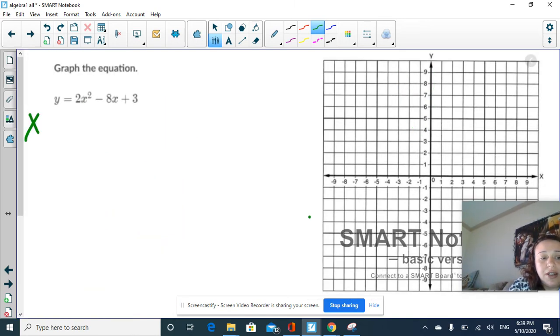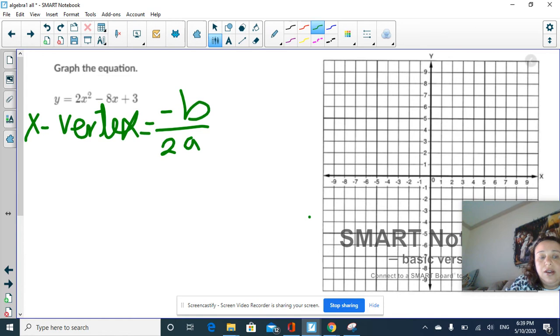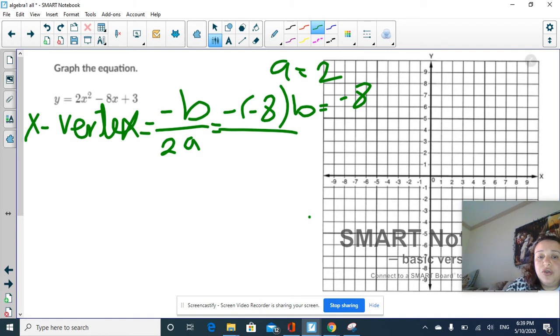Find the x vertex. How can we get the x coordinate of the vertex? Yes, negative b over 2a. What are b and a from this function? A equals 2, b equals negative 8. Use it. Negative b, negative negative 8, over 2a, which means 2 times 2. Negative negative gives you positive 8. 2 times 2 is 4. That means the x coordinate is 2.